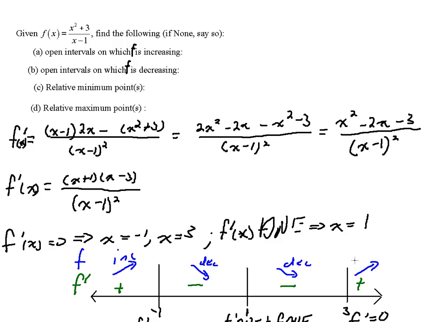Where is f decreasing? Looks like to me from -1 to 1. Can't include where it doesn't exist because the function doesn't exist there, so don't include that in your interval. So we have -1 to 1 and 1 to 3, it appears to me, and where it's, oh, I'm sorry.